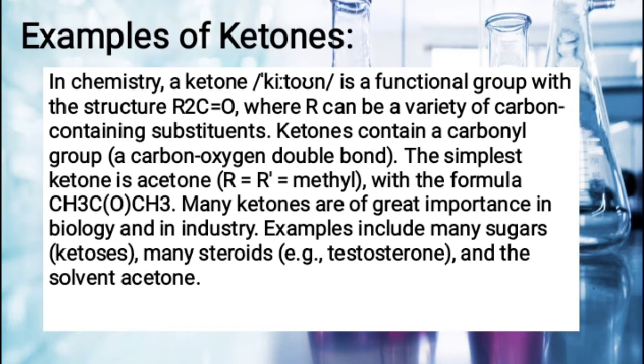Examples of ketones in chemistry. A ketone is a functional group with a structure R2C=O, where R can be a variety of carbon-containing substituents. Ketones contain a carbonyl group, a carbon-oxygen double bond. The simplest ketone is acetone, R equals methyl, with the formula CH3COCH3.